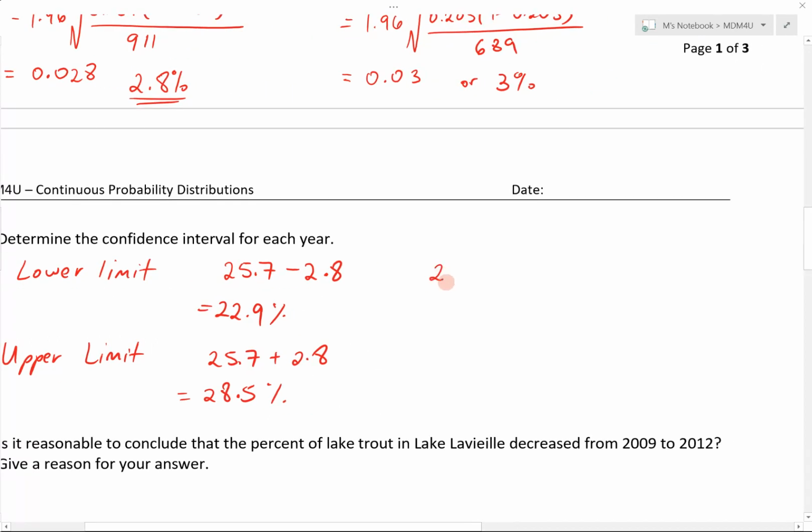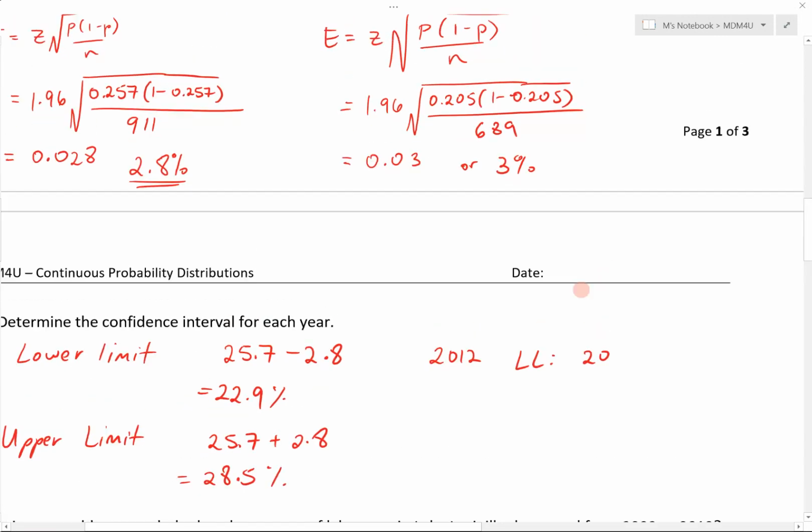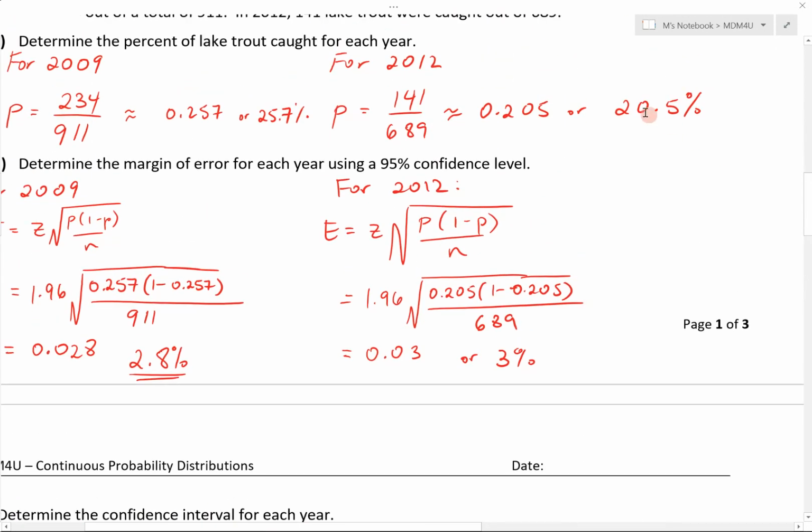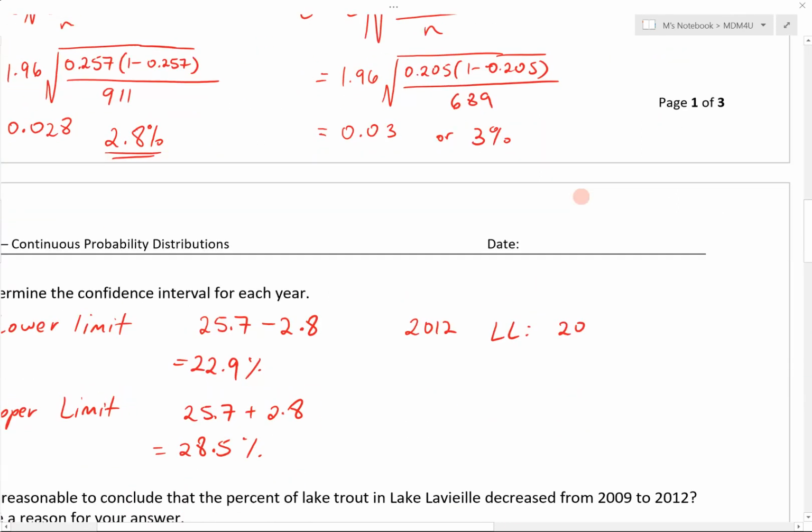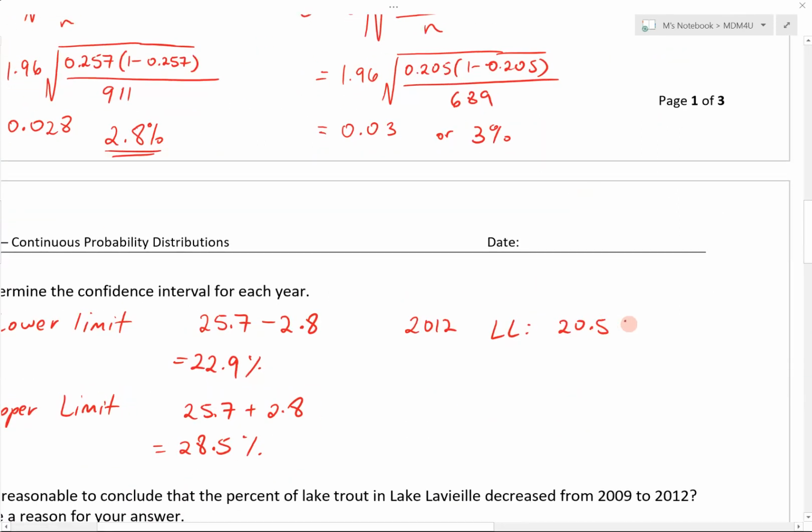For 2012, similar idea. For the lower limit, the percent of getting a trout in 2012 is 20.5%. So I start with that, 20.5. For the lower limit, I have to subtract 3% because that's my margin of error, giving me a value of 17.1. My upper limit is 20.5 plus 3%, giving me an upper limit of 23.1.